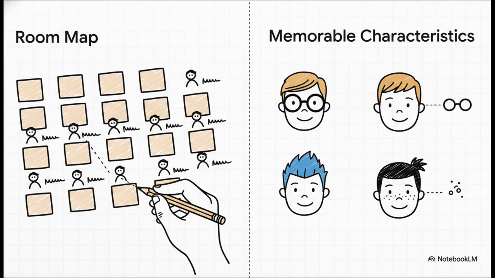Here are 2 more super simple but really effective tools. First, the room map. Literally just sketch out your seating plan and fill in the names. It helps so much. Second, as you're meeting students, make a little mental note of a memorable characteristic. You know, brown glasses, really cool haircut. It's just a little association trick that can help lock in that name.